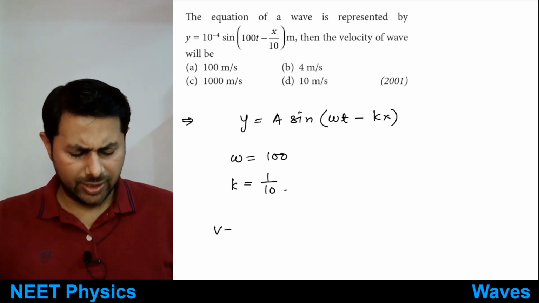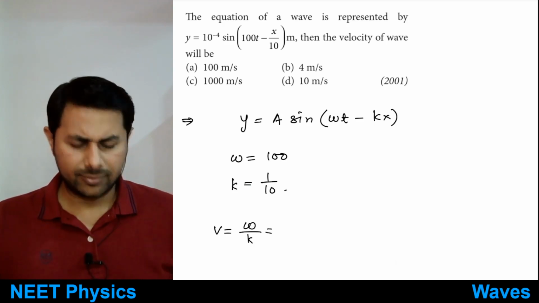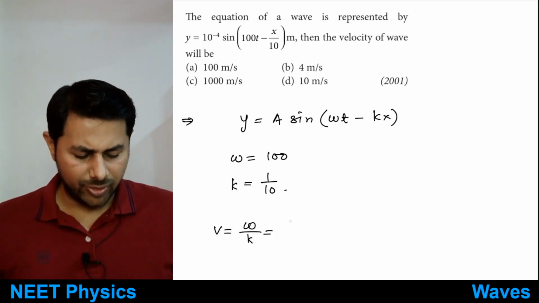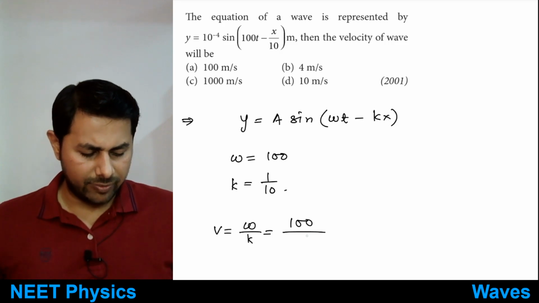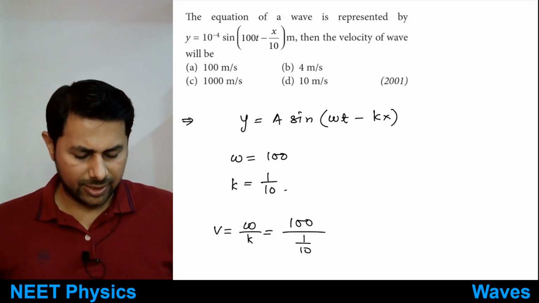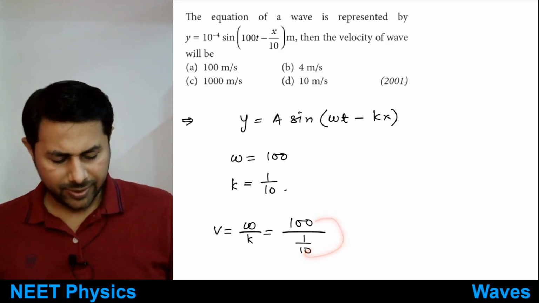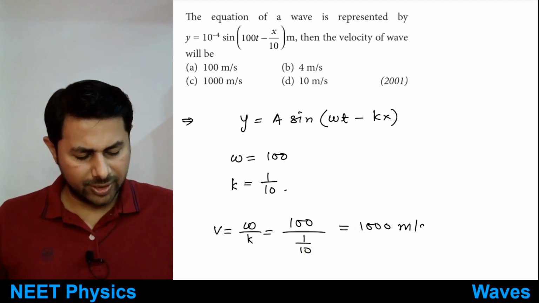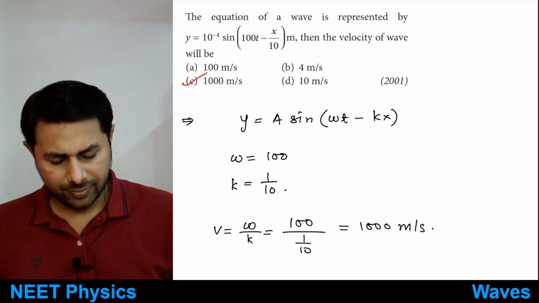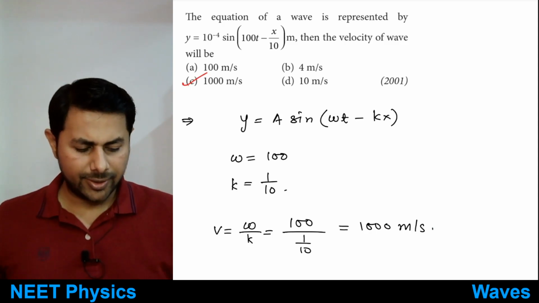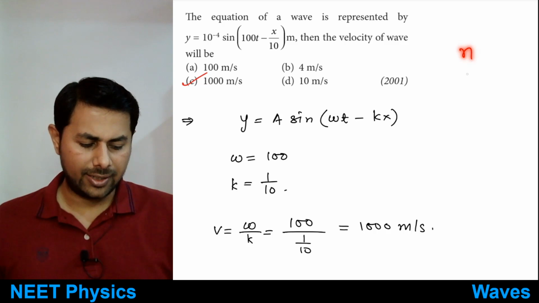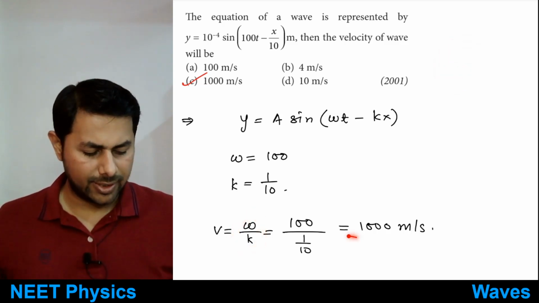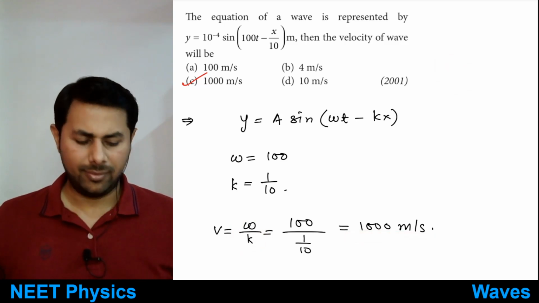And then you know v is equal to omega by k. This is a direct formula. Put omega equals 100, k equals 1 by 10, take the 10 in the numerator, so you get 1000 meters per second. So that's the answer. You don't need to find n and lambda, you can directly make use of this formula. It will save some time. This is clear?